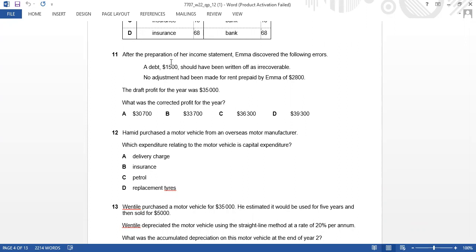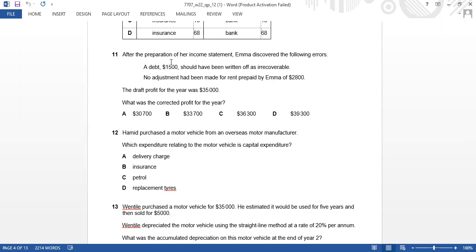33,500, and no adjustment has been made for the rent prepaid. Rent is an expense that is prepaid. That means 2800 will be deducted from expenses and increase our profit. That will increase our profit by 2800.